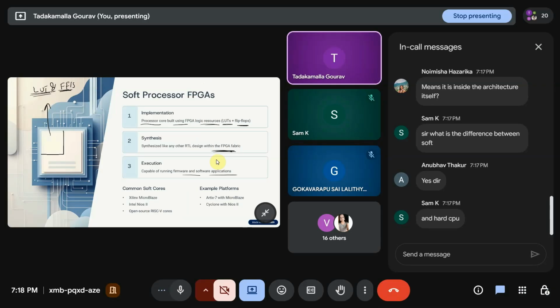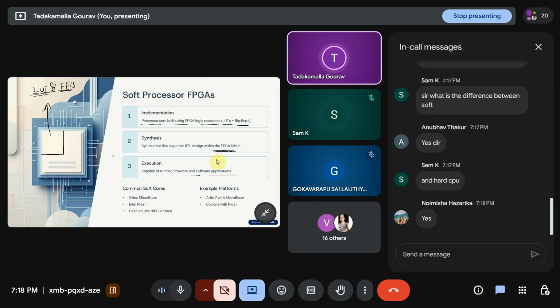Now, is it clear? So the difference between the soft processor and your FPGA with no processor, is it clear? Only one response. Yes, Ashish. Okay. Great.